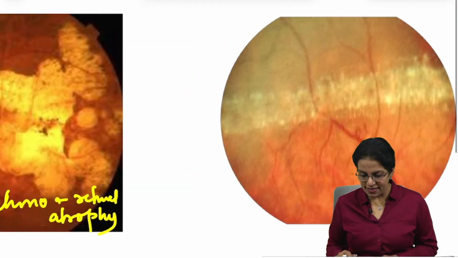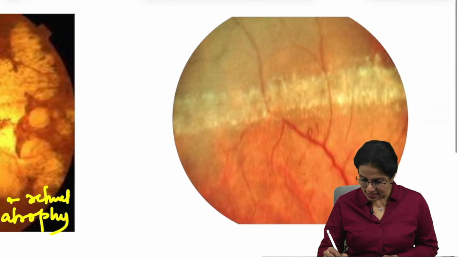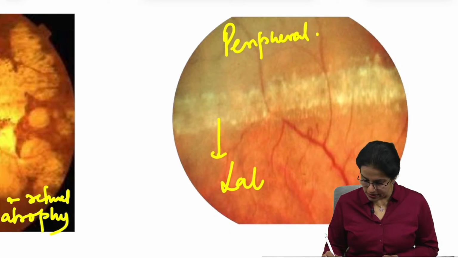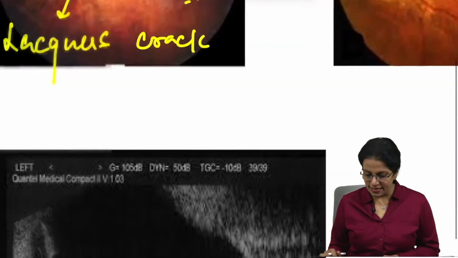And what do you see here? I can't see the disc. This is actually a peripheral retina, isn't it? Now, peripheral retina, what are you seeing? What we see here is lattice degeneration, right? And look at this one.